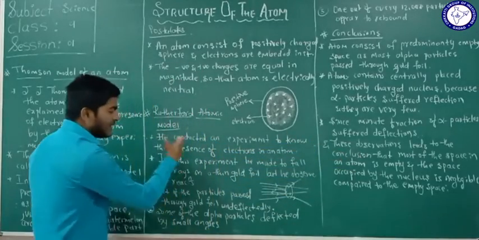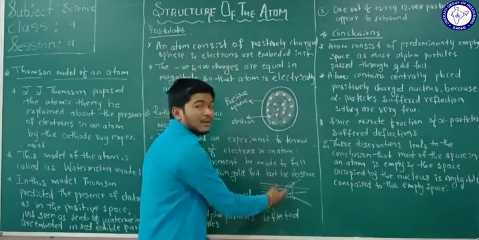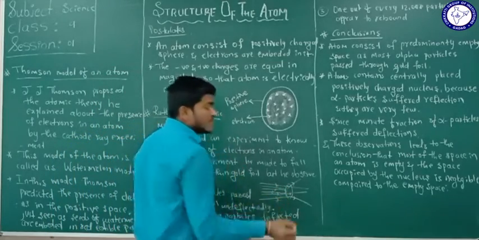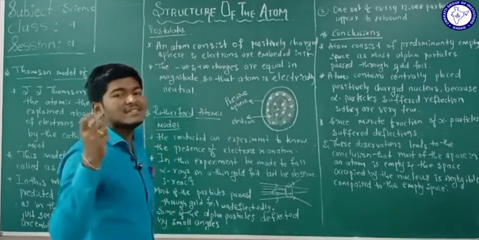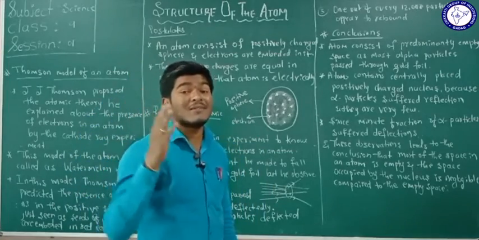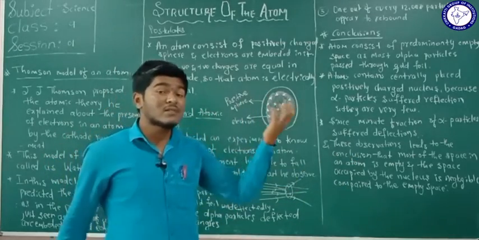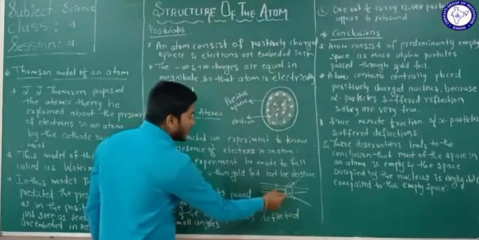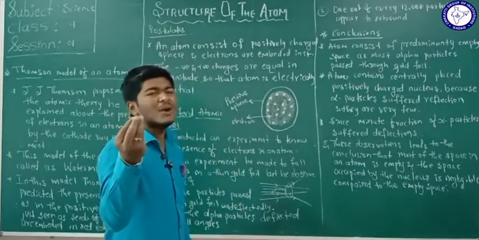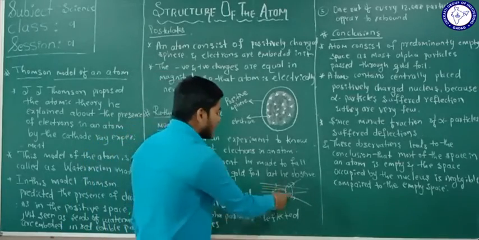On the basis of the three observations, he came to the conclusion that most of the space present in an atom is empty, and a very small nucleus is present. Why does he say the nucleus is very small? Because only 1 out of 12,000 alpha particles rebounds. That shows the nucleus is very small, isn't it? And only a few alpha particles show reflection, which says that only a few electrons are present in the atom.